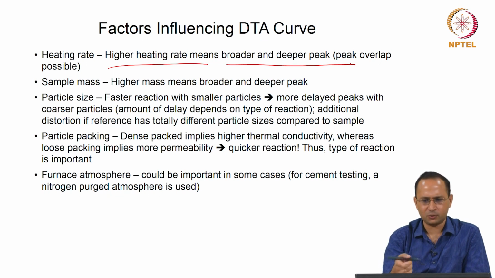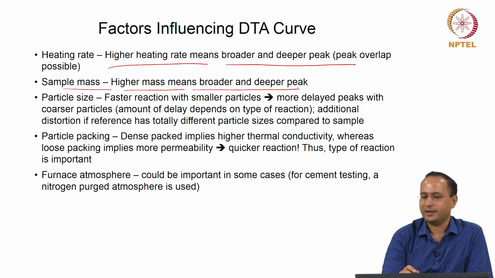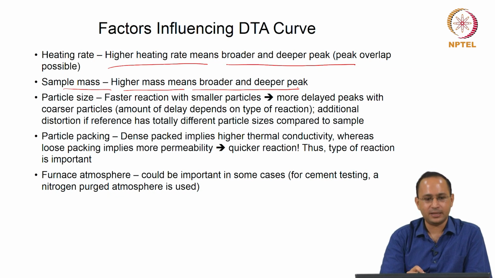I think there is one example after this. Sample mass: higher mass means a broader and deeper peak. A similar effect is seen when you increase the sample mass, okay.